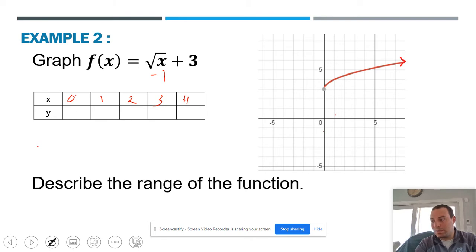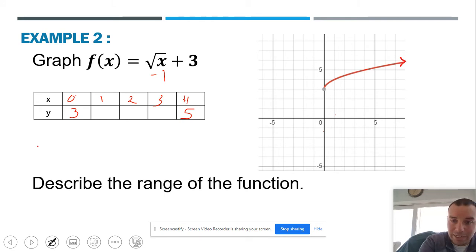If I plugged in 0, the square root of 0 is 0, plus 3 is 3. And let's do an easy one, like plugging in 4. The square root of 4 is 2. 2 plus 3 is 5. So that's why I have the point (4, 5) right there. And I could plug in the values of 1, 2, and 3 if I wanted to.